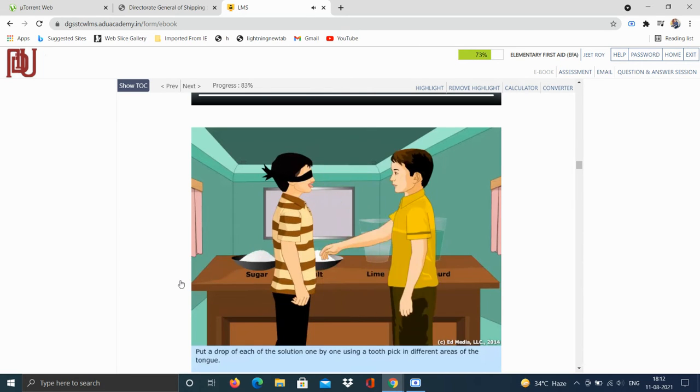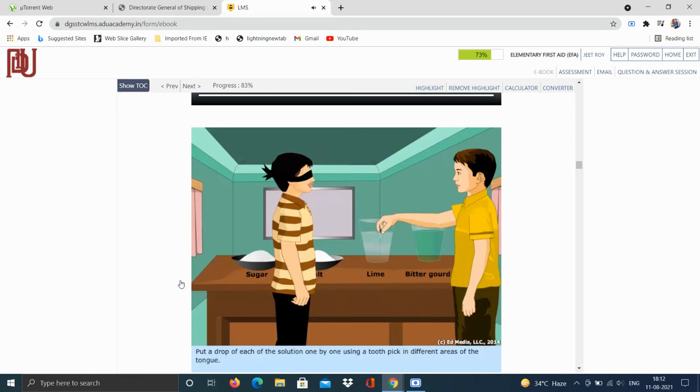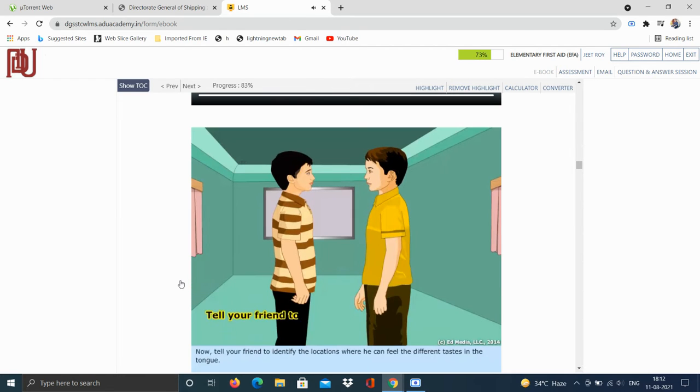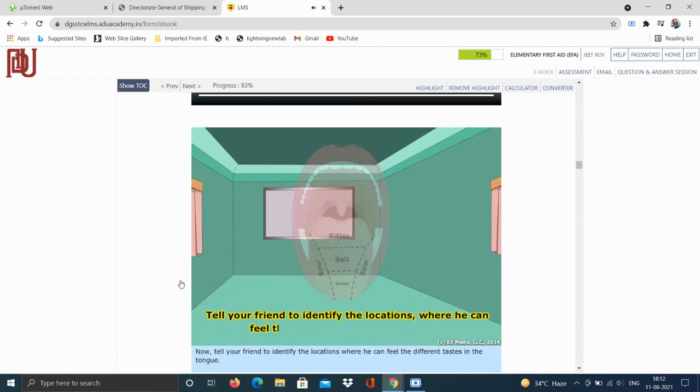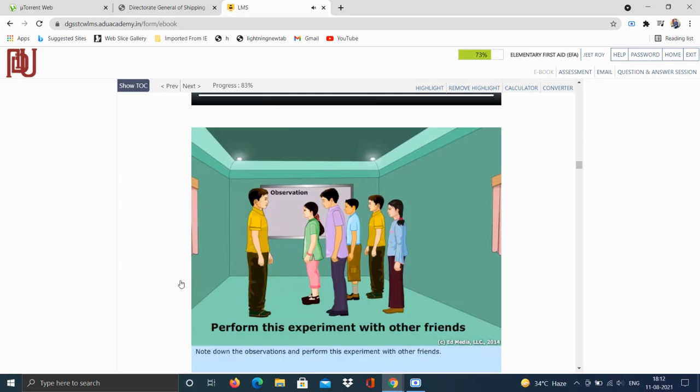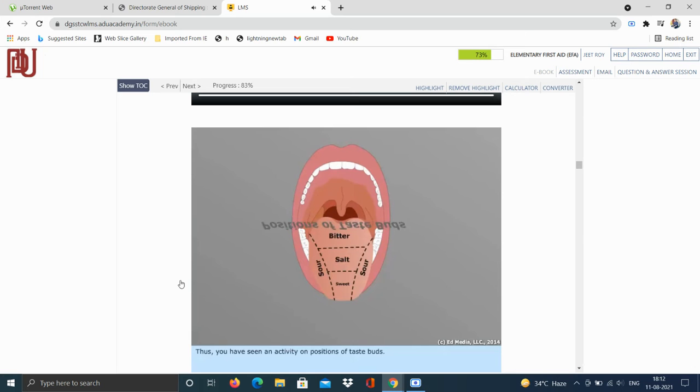Put a drop of each solution one by one using a toothpick in different areas of the tongue. Now, tell your friend to identify the locations where he can feel the different tastes in the tongue. Note down the observations and perform this experiment with other friends. Thus, you have seen an activity on positions of taste buds.